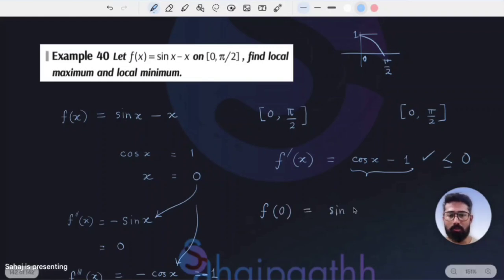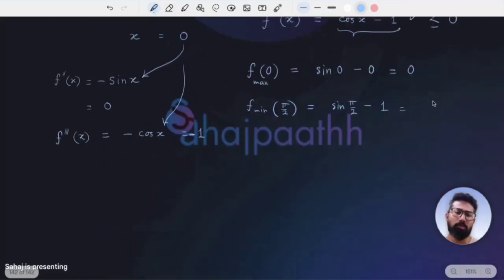So sin 0 minus 0, which is 0. This is my maximum. And the minimum is at the last point, pi by 2. So sin pi by 2 minus 1, which is, what is sin pi by 2? It's 1.